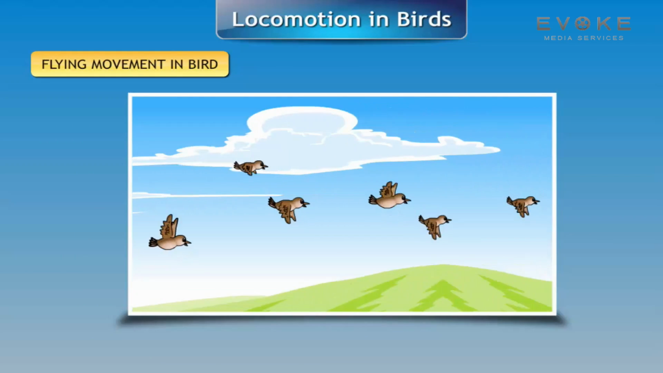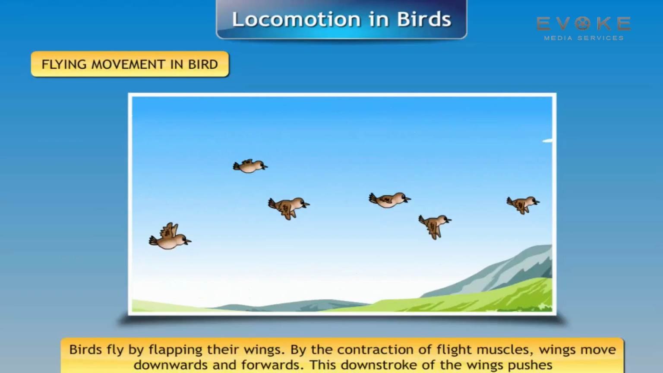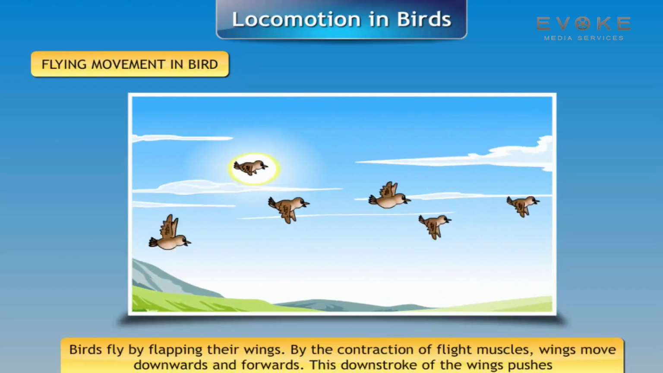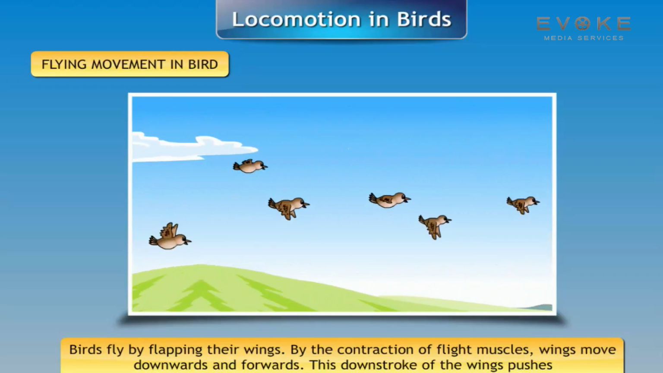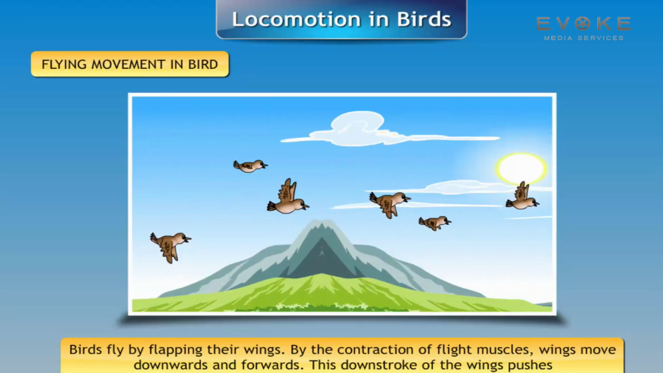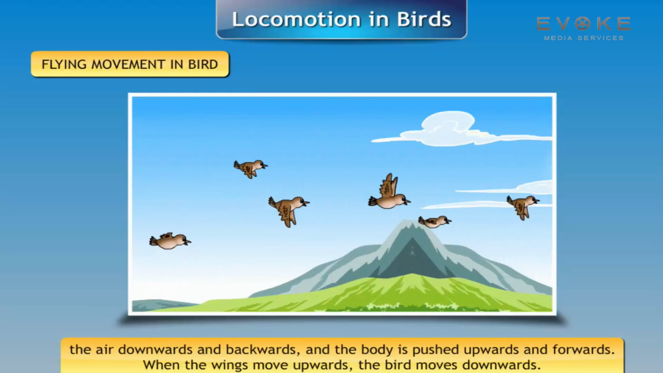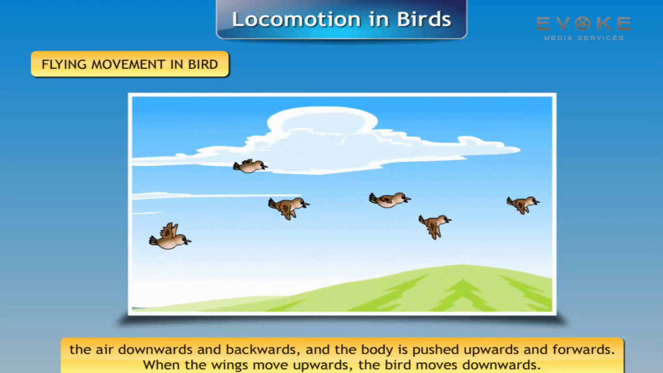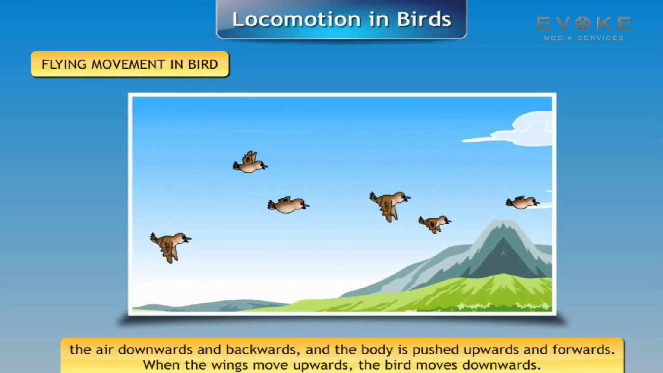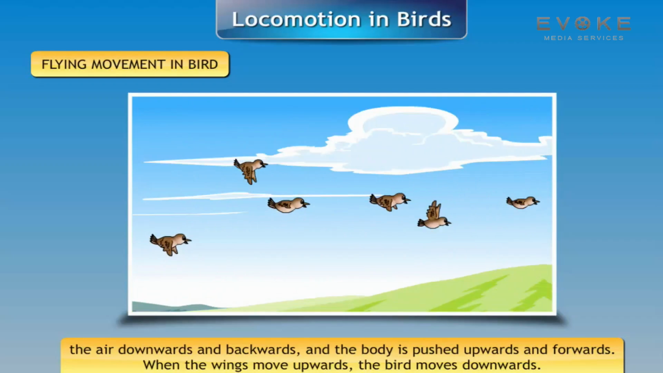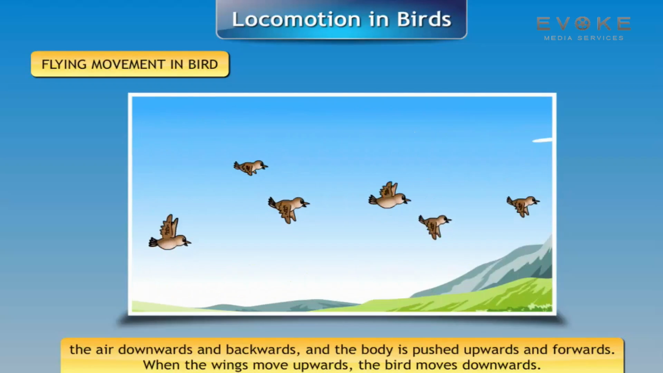Flying movement in bird. Birds fly by flapping their wings. By the contraction of flight muscles, wings move downwards and forwards. This downstroke of the wings pushes the air downwards and backwards, and the body is pushed upwards and forwards. When the wings move upwards, the bird moves downwards.